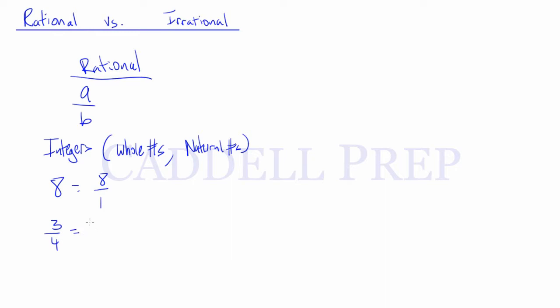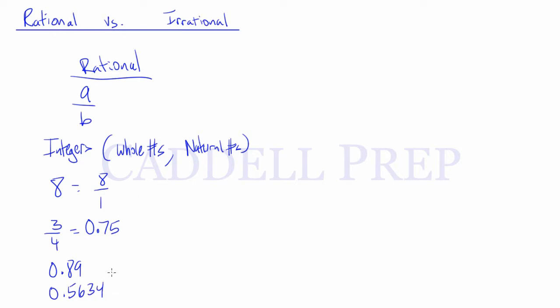And because all fractions are rational, decimals are rational also, because 3/4 is the same as 0.75. But it has to end. So 3/4 is 0.75. It doesn't keep on going on forever. So 3/4 is rational. If we look at some other decimals, 0.89 is rational. 0.5634 is rational.